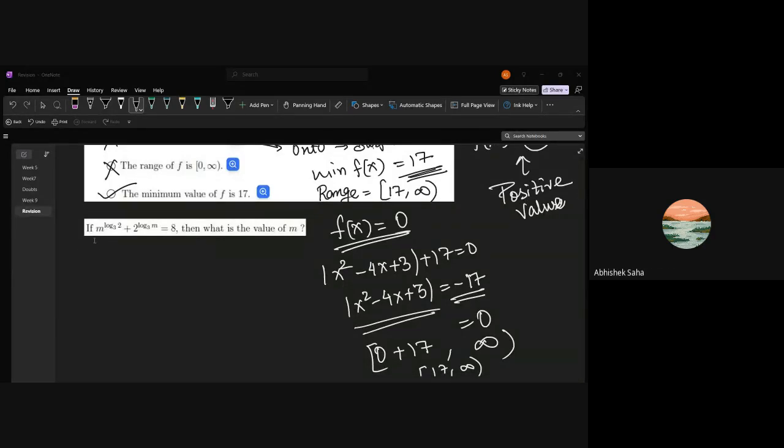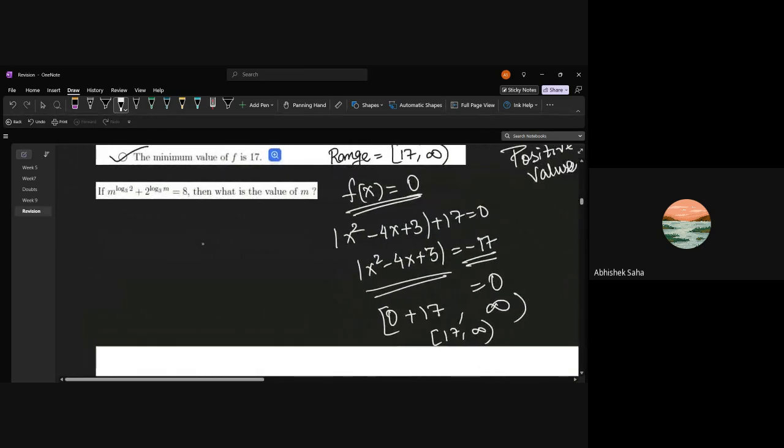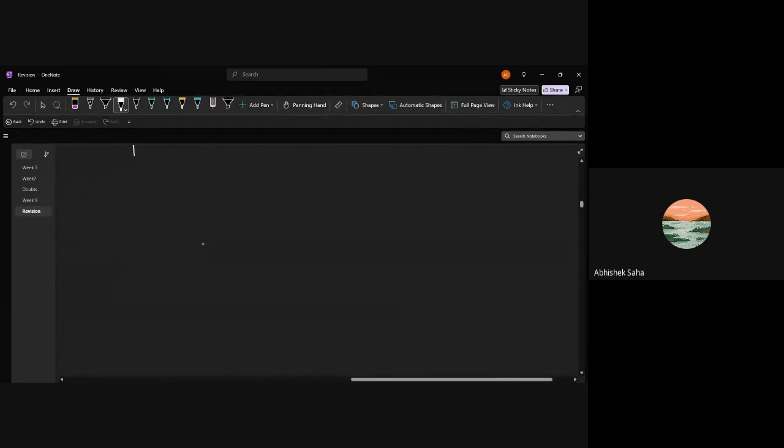Let's solve this problem. m log 3. So this is the problem we have. Okay, this is from logarithm. Now the logarithm starts. So you know the properties of logarithm. All of you know the properties of logarithm. Okay, let me write. Sir, please show that question.